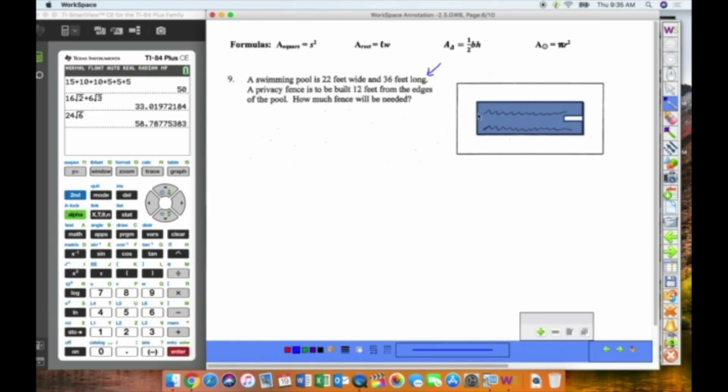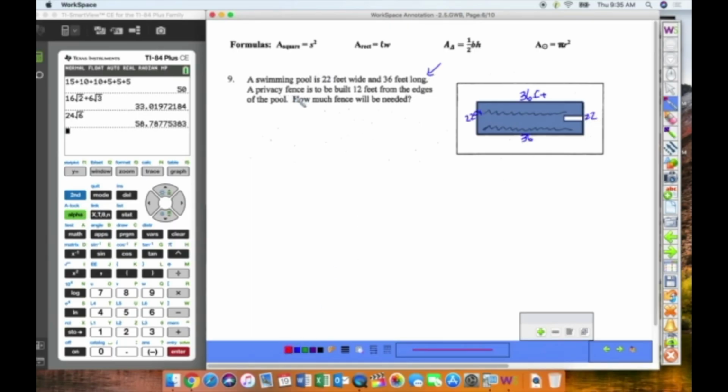So first, 22 feet and 36 feet. And they're both in feet. And it's rectangular thanks to the picture. So this is going to be 22 and this is going to be 36 also.